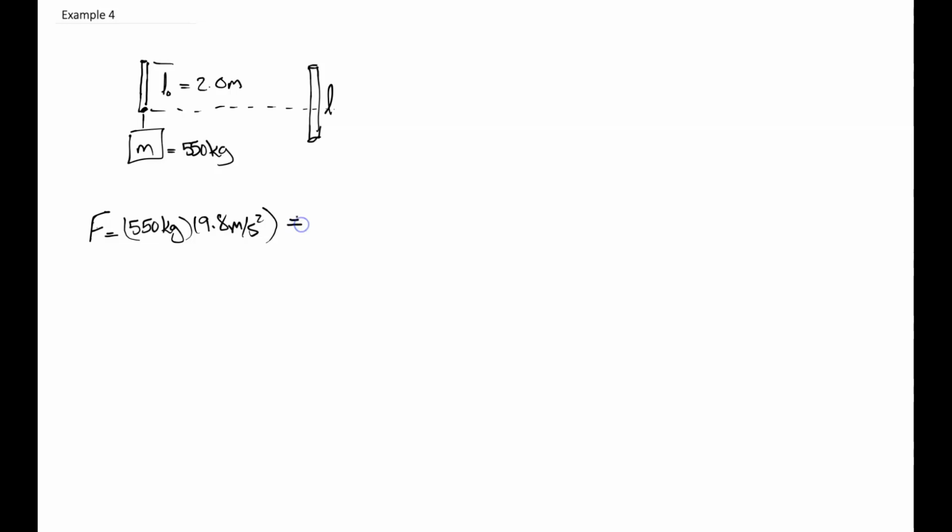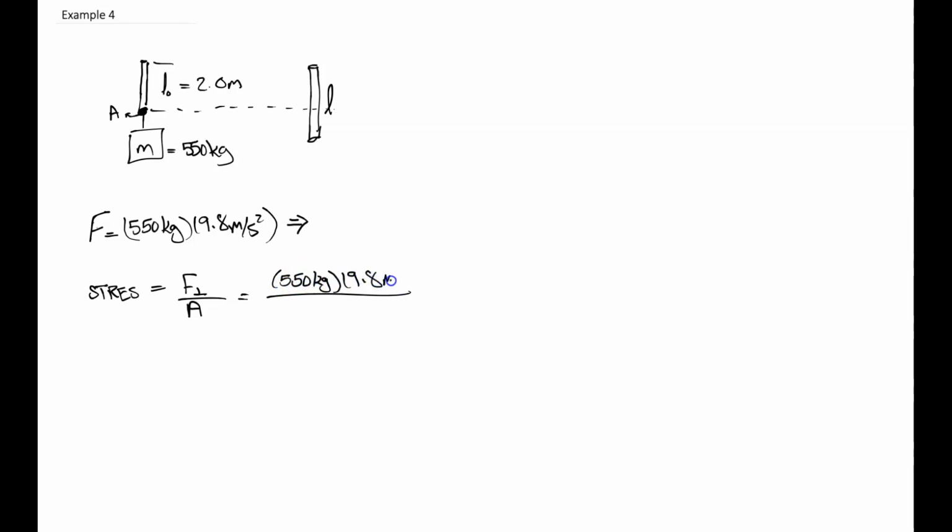And that is what's going to cause the stress. So the stress is going to be the force that's acting perpendicularly to the unit of area. The unit of area would be just the surface area of that rod, which we're given.